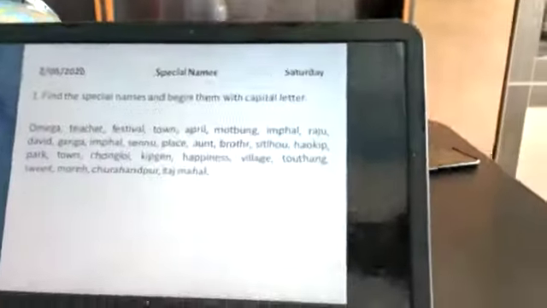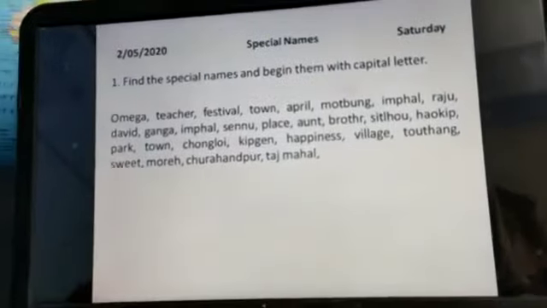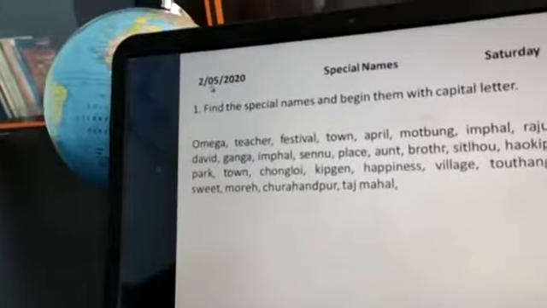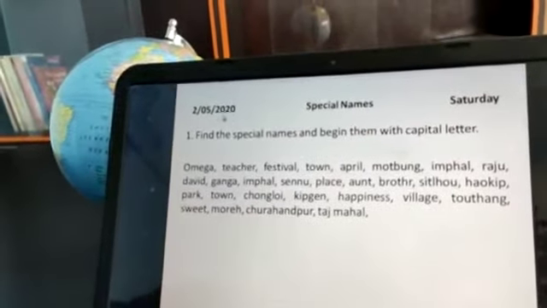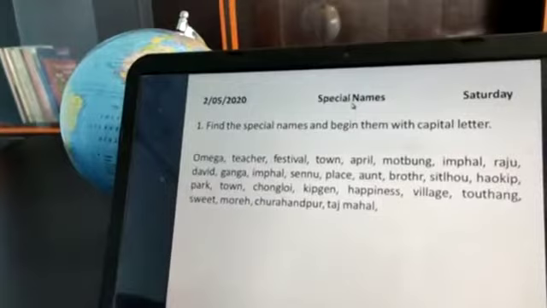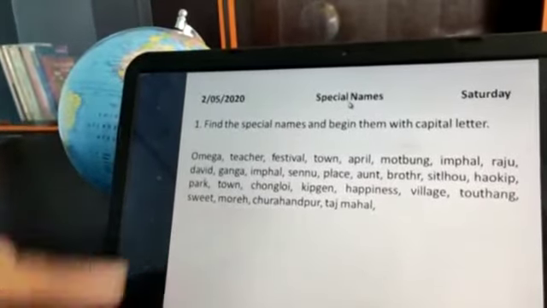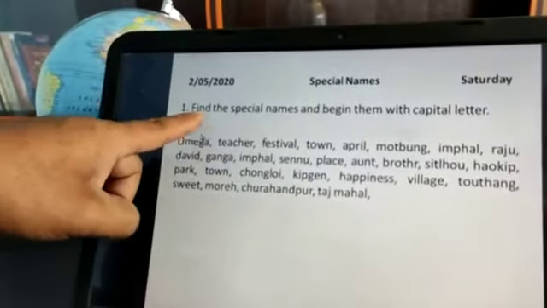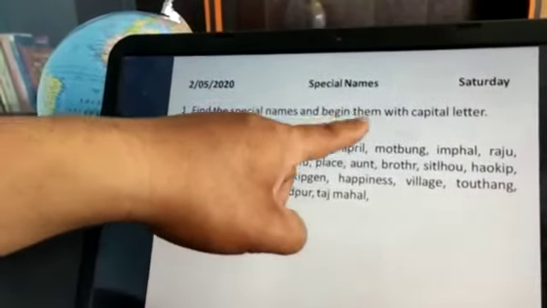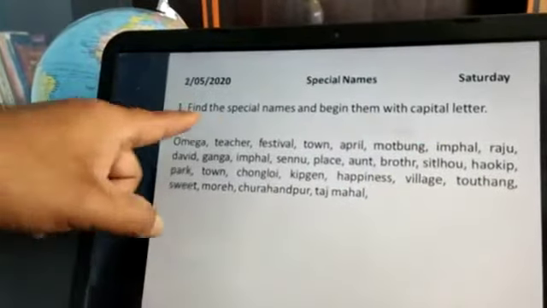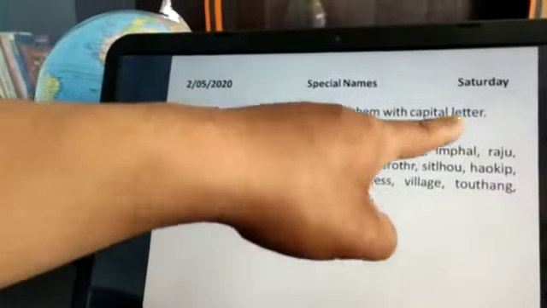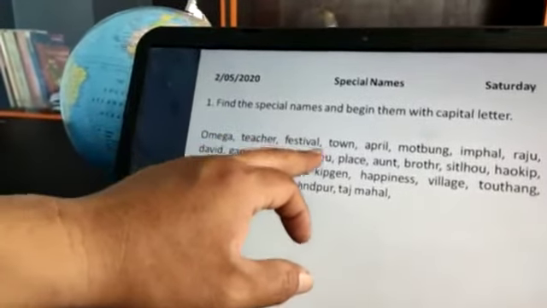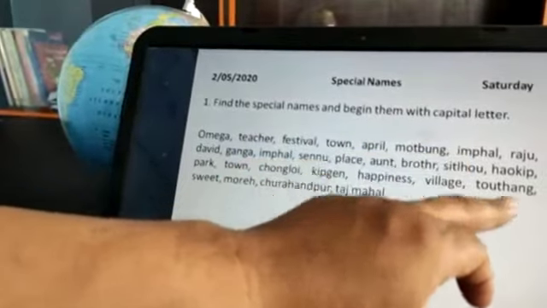Okay, you can make it like this. All right, see. So today is the 2nd of May 2020. The subject of this lesson is special names, and today is Saturday, okay? Now, find the special names and begin them with capital letter. See: Omega, teacher, festival, town, April, Motbung, Imphal, Raju, and so on.